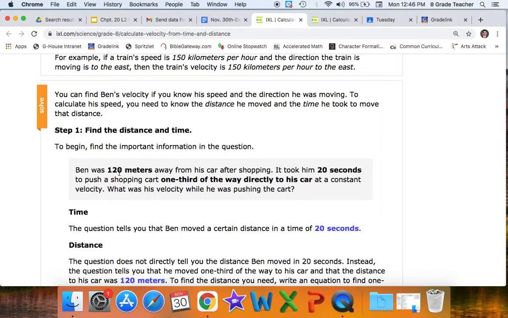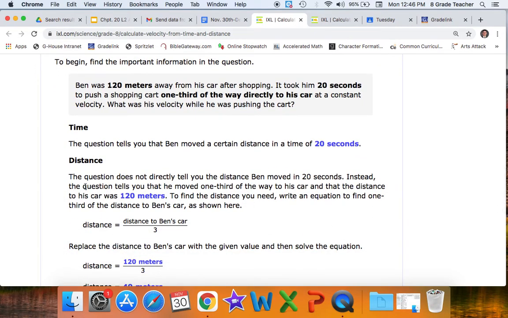How far he's traveling, and then the time it took him to travel, but there's this third little bit of information: 1/3 of the way directly to his car. So this question tells you that Ben moved a certain distance in a time of 20 seconds. The question does not directly tell you the distance Ben moved in 20 seconds. Instead, it tells you that he's moved 1/3 of the way to the car, but you know that the total distance is 120 meters. To find the distance, you need to write an equation to find 1/3 of the distance to Ben's car.